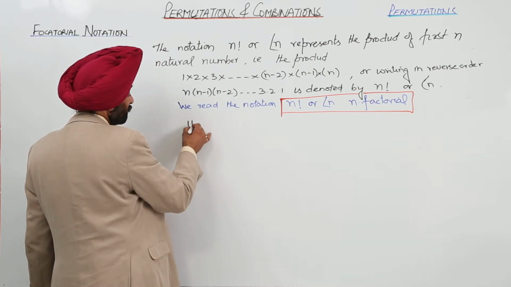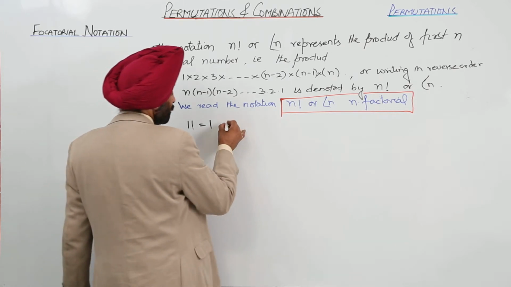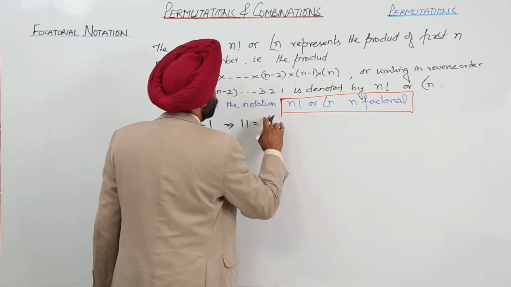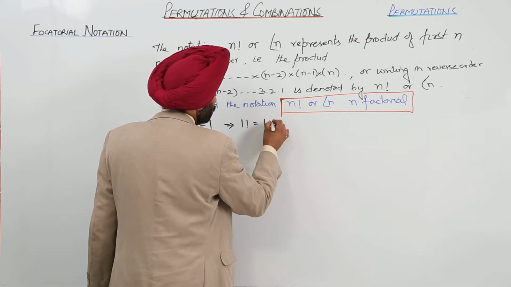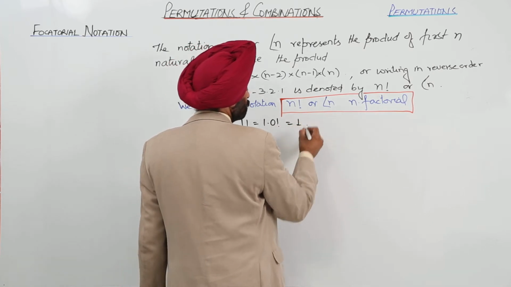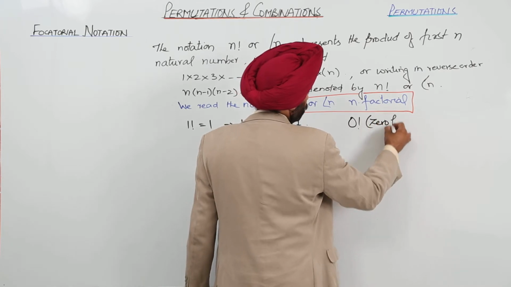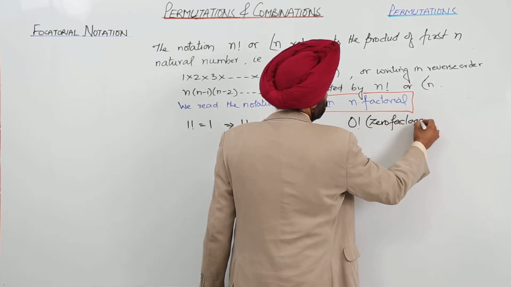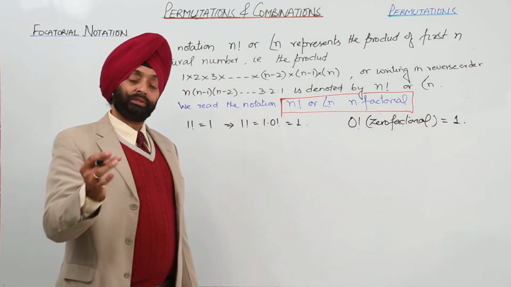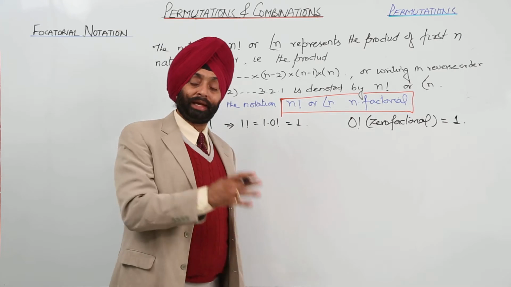Now 1 factorial, this is always 1. So we can write it as, 1 factorial is equal to 1 times 0 factorial, which is equal to 1. So 0 factorial is equal to 1, and we are always stopping at 0 factorial, but we are not writing it, and we are not going for the factorial of negative integers.